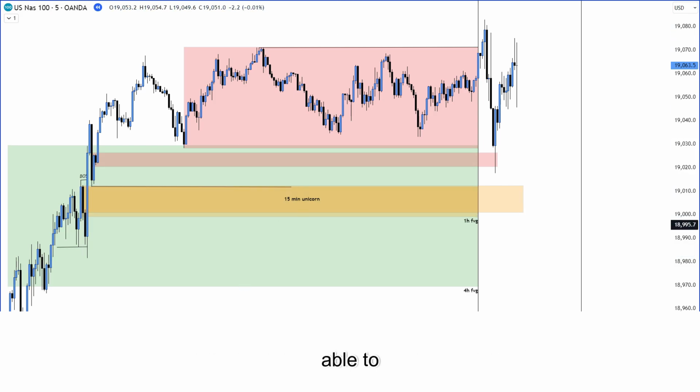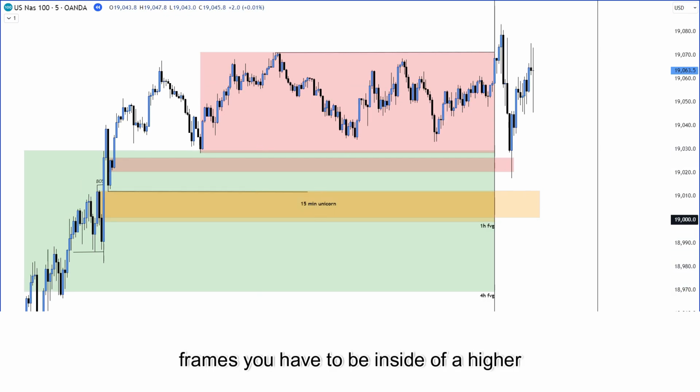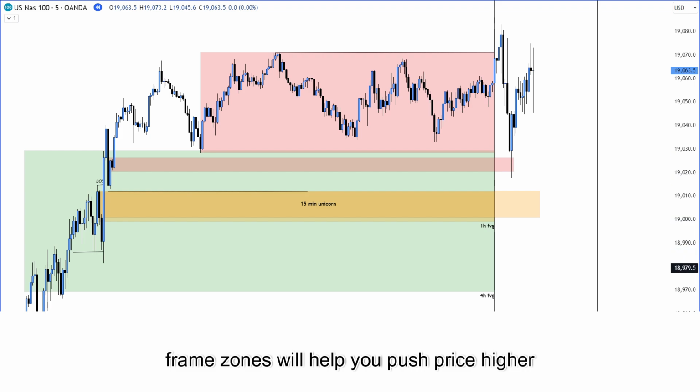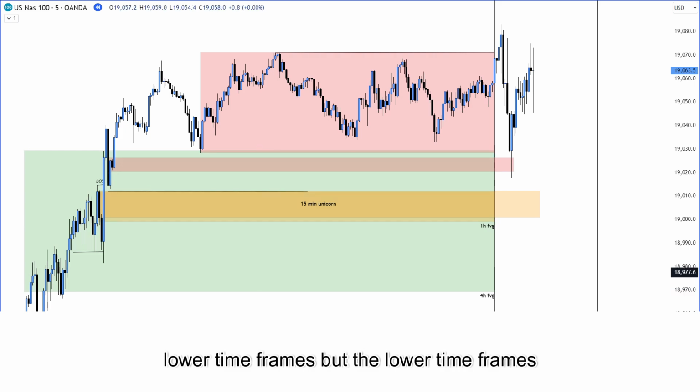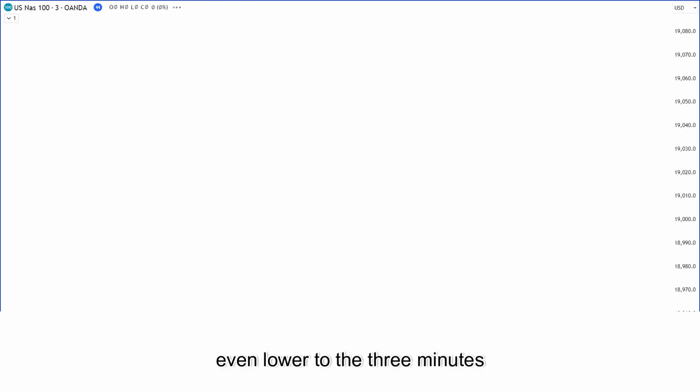This is how you are able to catch sniper entries on the lower time frames. You have to be inside of a higher time frame zone because the higher time frame zones will help you push price higher, because they are stronger than the lower time frames. But the lower time frames will show you more price action where you can execute better. And now let's go down even lower to the 3 minutes.